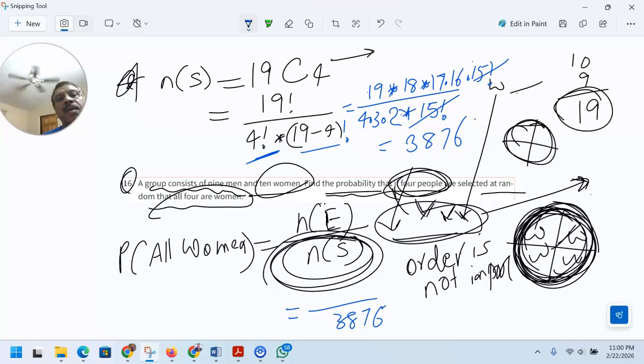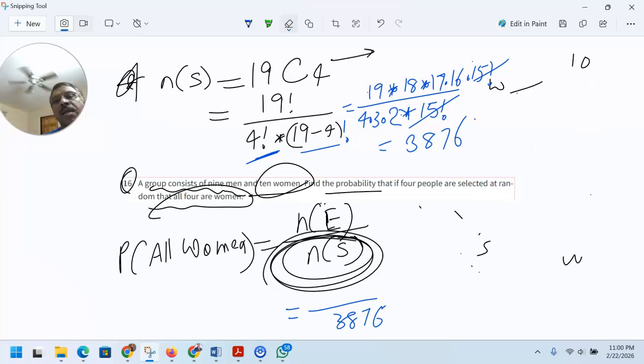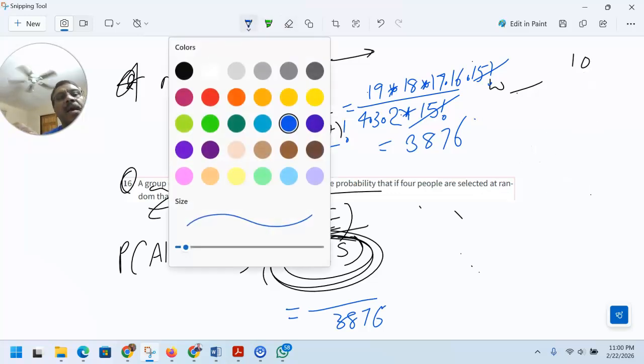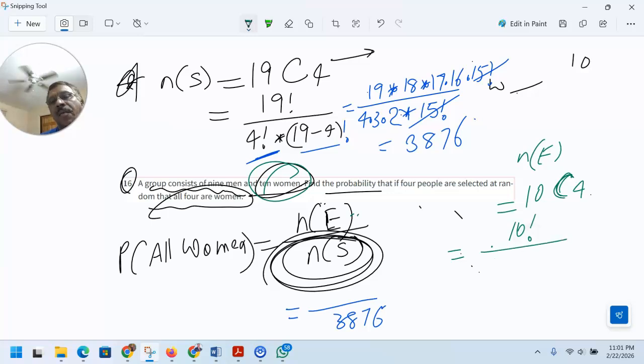So this will be your 3876. Now we also need to know which ones are favoring those 4 women, right? So how many women are there? In this case this group has 10 women. So from 10 you are selecting 4. So 4 women will be from 10. You work this out again, the same thing, 10 factorial, using the formula of combination, and then subtract the 2, like this, which is now 4 factorial, 6 factorial.